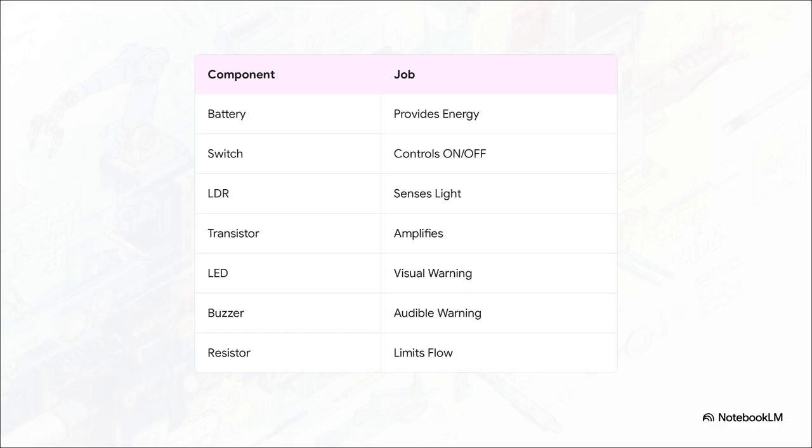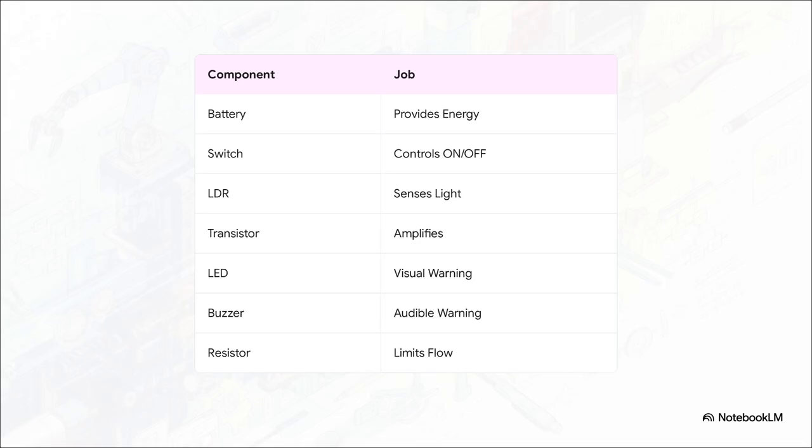Think of each component as a tiny superhero with a very specific job to do. The battery, that provides the energy. Literally nothing works without it. Then we have our SPST master switch, which controls the on-off flow, opening and closing the circuit just like a door. Next is our LDR, or light-dependent resistor.